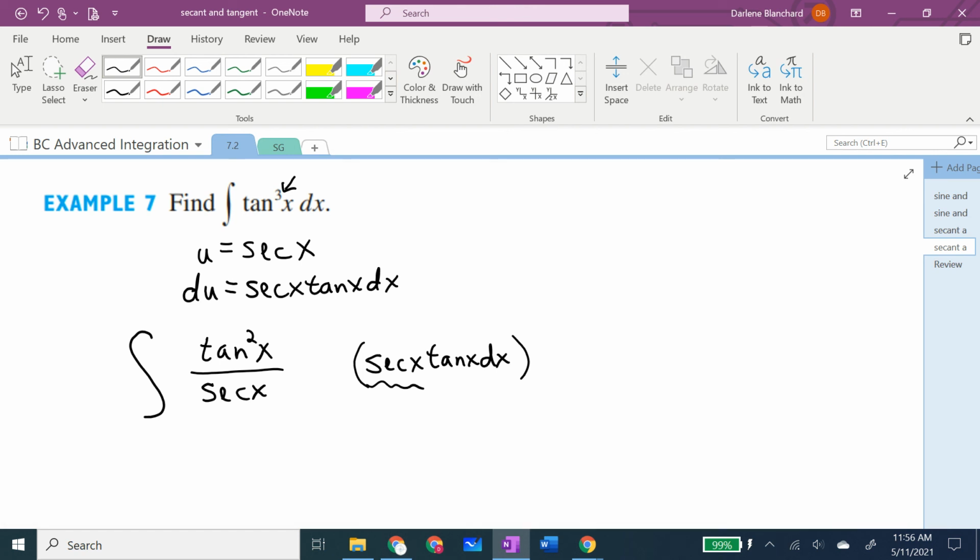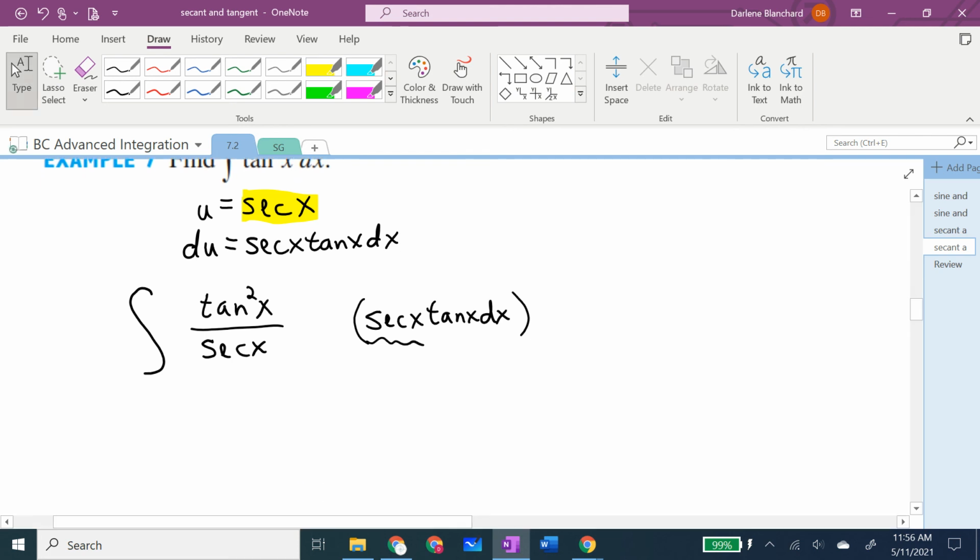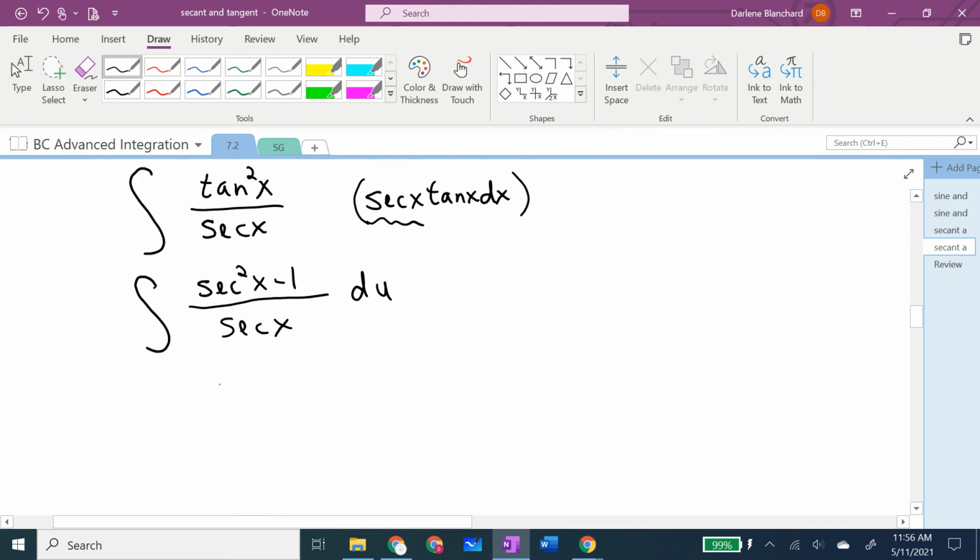And now I'm going to look at my u, and I want to make sure that anything that isn't pulled aside for du is in terms of secant. That means I need to change my tangent squared. And tangent squared is equal to? Good. Secant squared x minus 1. And I'm just going to put the du there. And then I have u squared minus 1 over u. And before I'm able to integrate, I distribute the division.